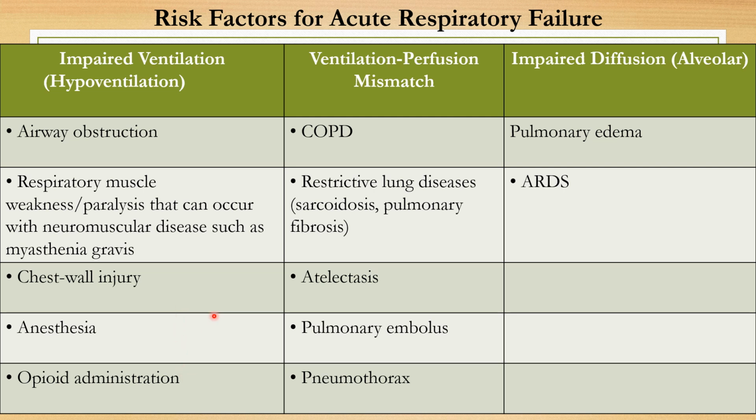The ventilation perfusion mismatch as a risk factor for acute respiratory failure occurs in COPD, restrictive lung diseases such as sarcoidosis, pulmonary fibrosis, atelectasis, pulmonary embolus, and pneumothorax. Impaired diffusion occurs in pulmonary edema and acute respiratory distress syndrome, ARDS.